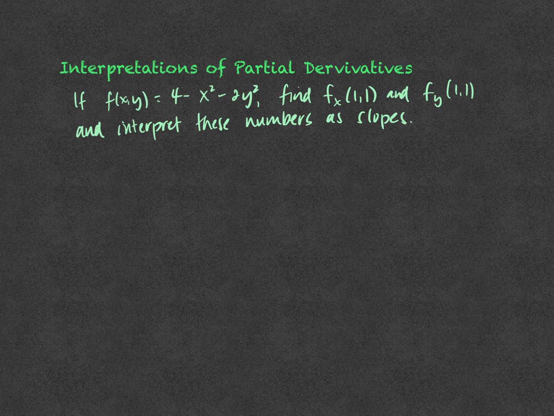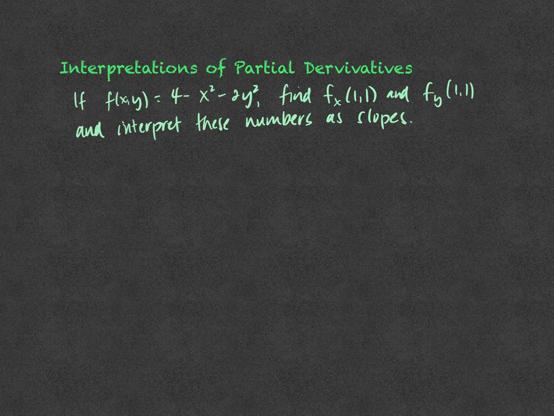Interpretations of partial derivatives. I kind of alluded to this a little bit earlier. So let's look at this problem. It says f of x, y equals 4 minus x squared minus 2y squared. Find your partial derivative with respect to x and your partial derivative with respect to y, and interpret it with those points. Let's start with the fact that this is a paraboloid, and let's talk about the point on the graph.